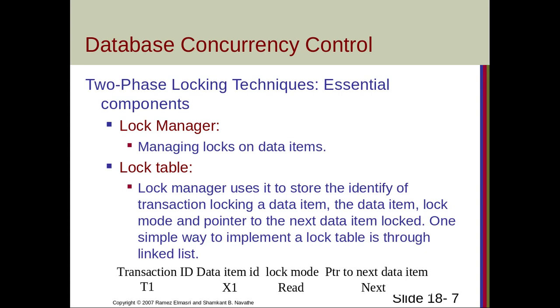Here you are going to implement this as a linked list. If you have a node in the linked list, that node has the information like transaction ID, data item, lock mode, and pointer to the next data item. That list will grow if you have a number of locks, and if you are unlocking, then you are going to delete that node from the linked list.